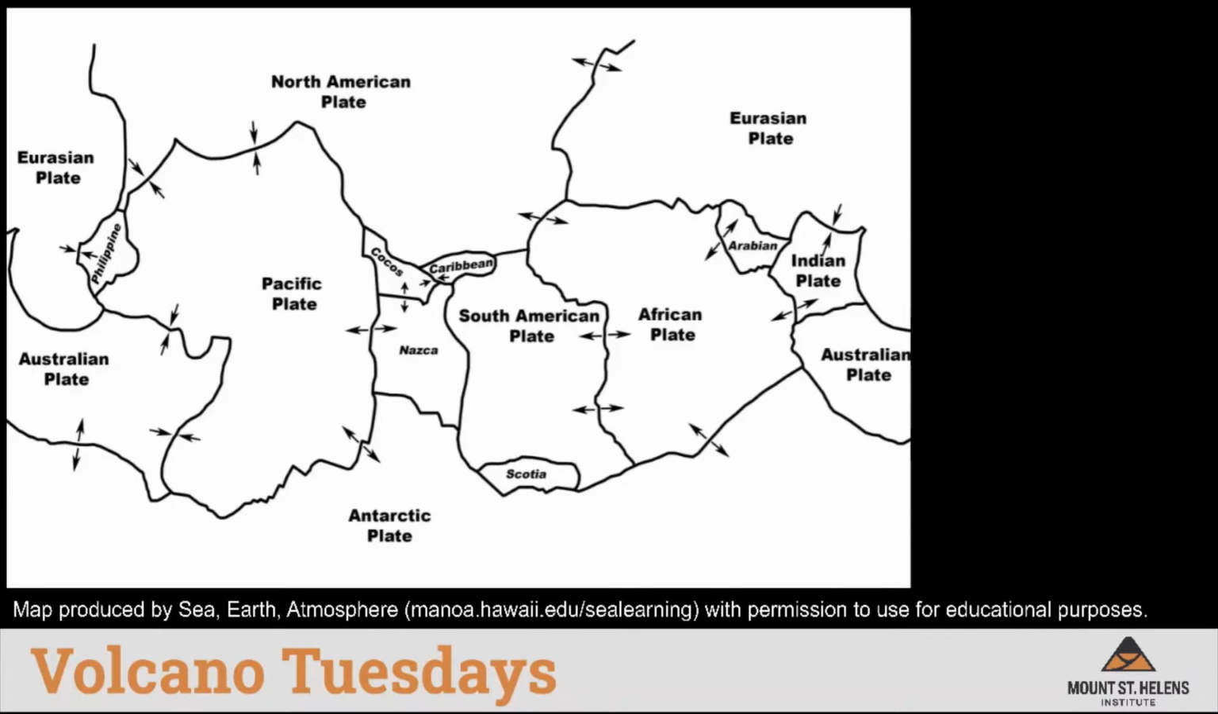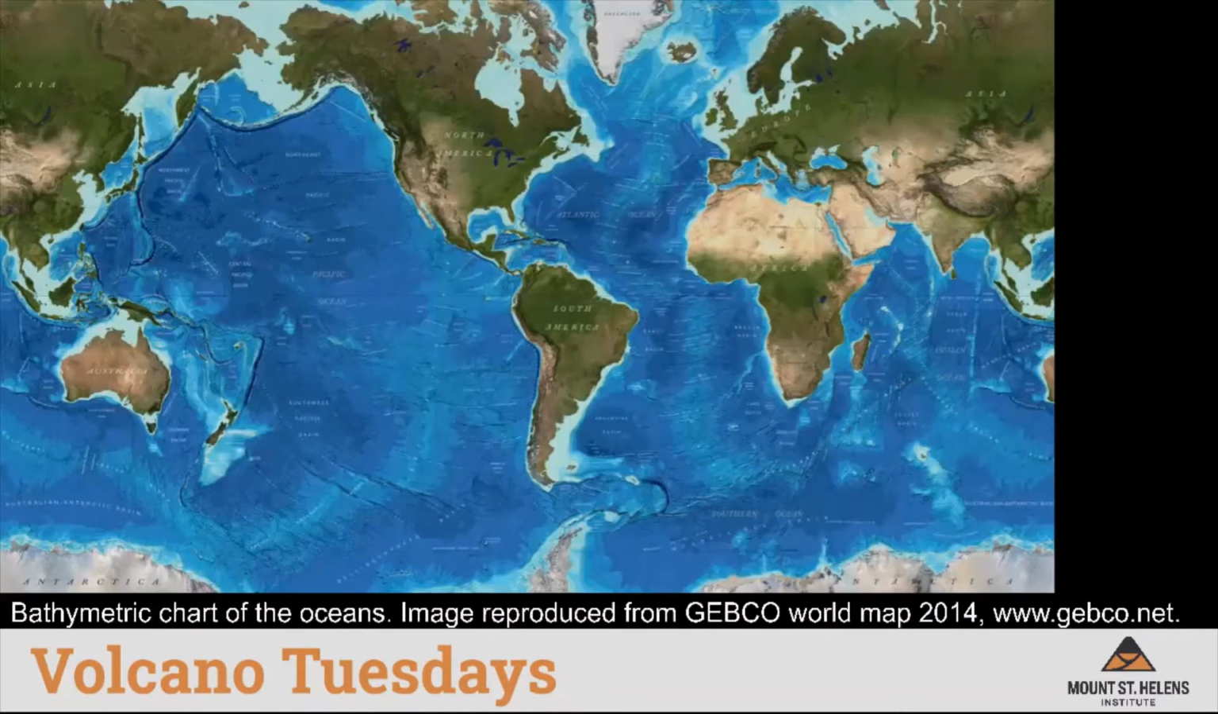If we go back to our map of the world, and now we look in the center of the Atlantic Ocean, we see that there's a faint line there. That is a chain of underwater volcanoes that mark the point where the plates are dividing.